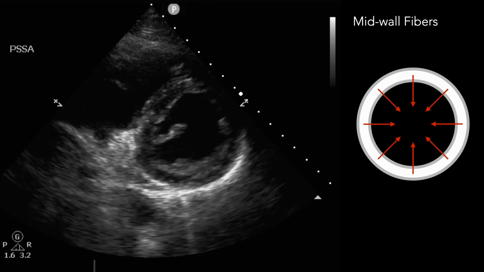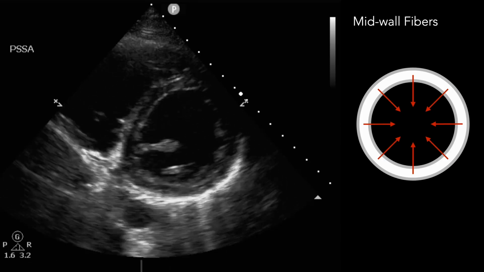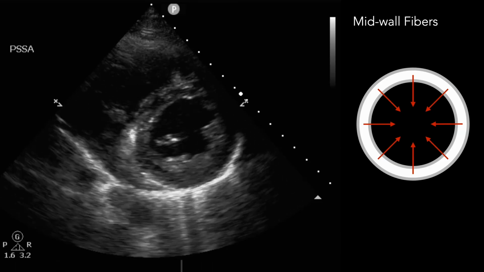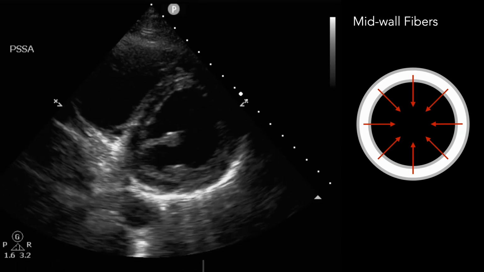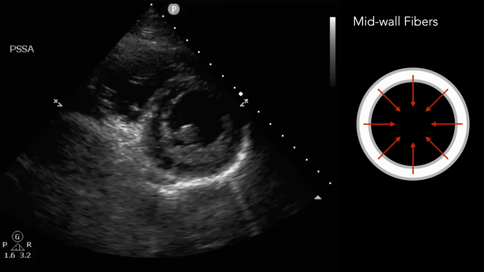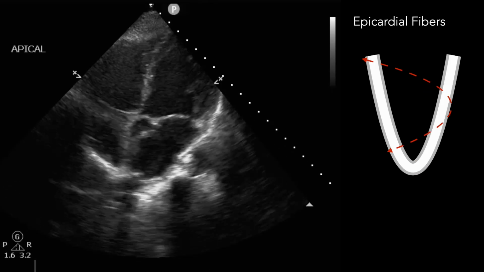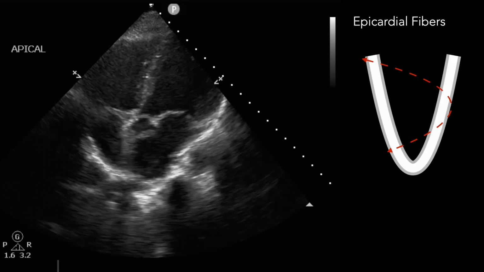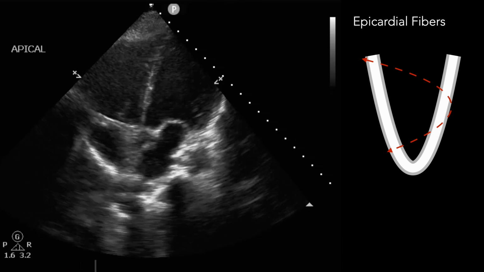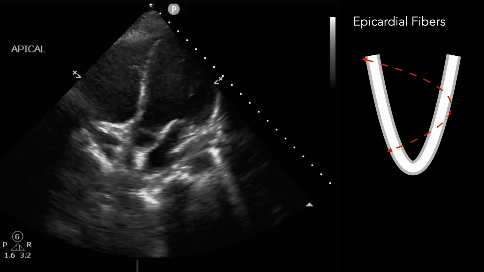That really just highlights the fact that these mid-wall fibers, when they squeeze in that circumferential orientation, pull that ventricle towards the middle. Those endocardial fibers pull it in the long axis. The radial fibers pull it towards the middle in this circumferential orientation. And then finally, the epicardial fibers tend to have an oblique orientation. They don't follow a strict longitudinal or a strict circumferential path. They're obliquely wrapped around the ventricle.